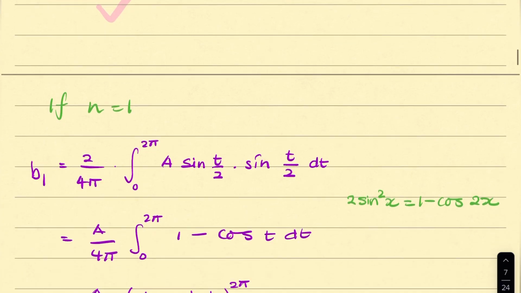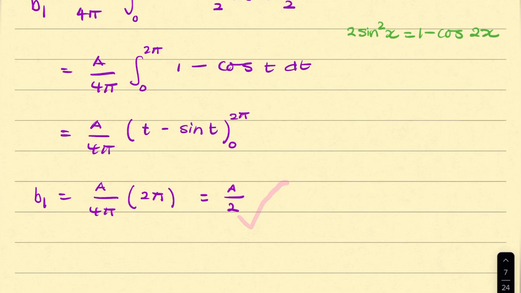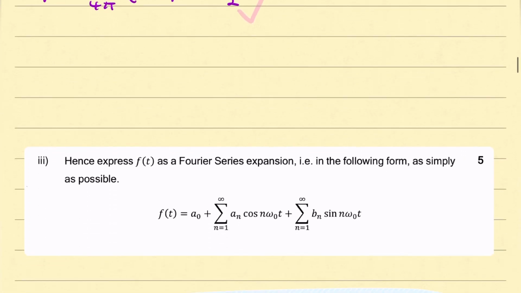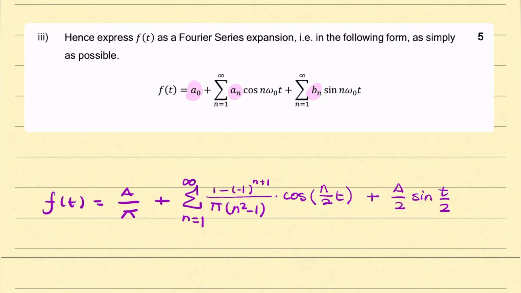So now we should be ready to write our expression, and that's the next part of this question. It says express f of t as a Fourier series. So write out a0, an, and bn. So we've already found these terms. All we need to do is write it neatly in the form of a Fourier series for an extra 5 marks. So that's literally a one-line answer.